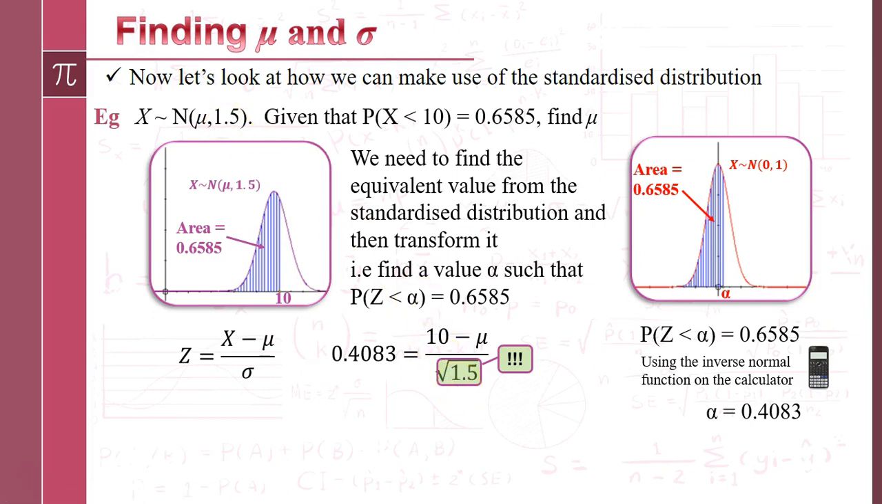And now what we've got is an equation where we've just got one variable missing. It's mu. We've just got to solve it. So a little bit of rearranging, and there you go. We've got our value of mu. Our mean is 9.5. So we've used our standardized distribution, essentially a way of getting an equivalent value off a calculator, which we can then convert.